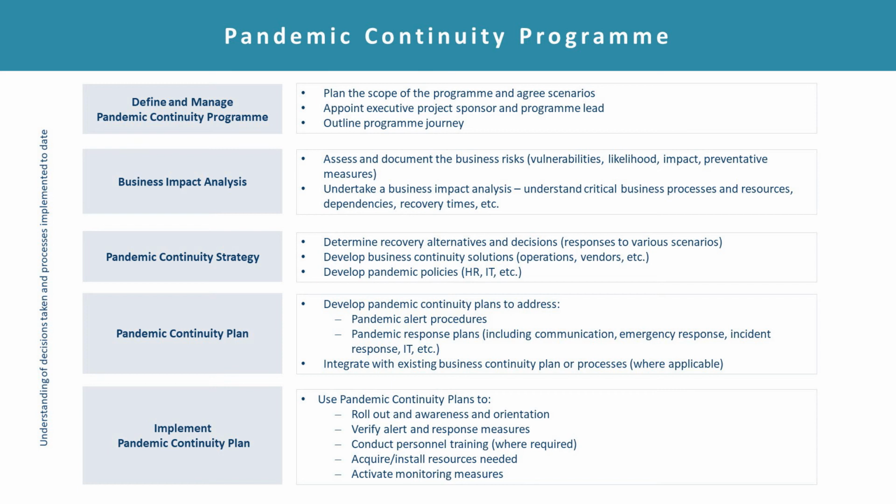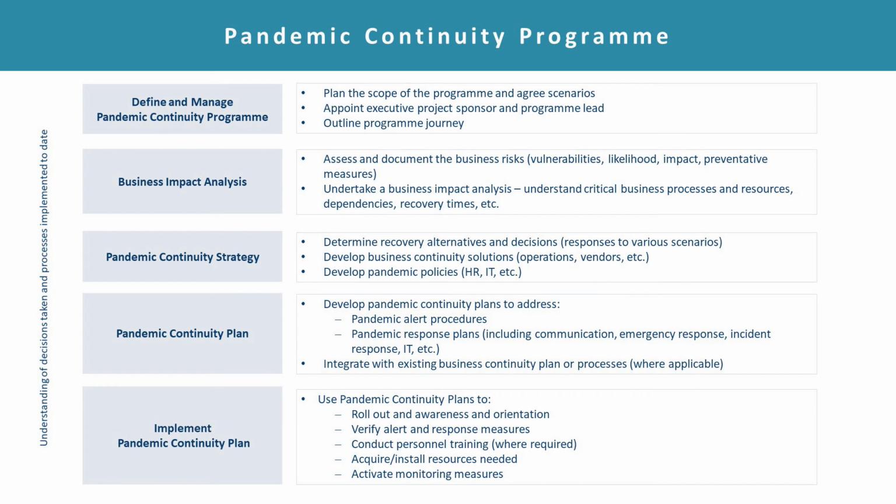The first thing to do is to define and manage a pandemic continuity program. Plan the scope of the program and agree the scenarios. Appoint your executive project sponsors and your program leads, and ultimately outline the journey of the program.